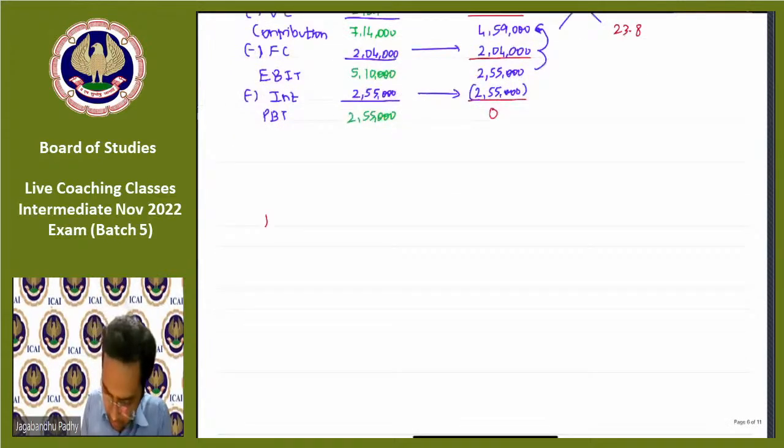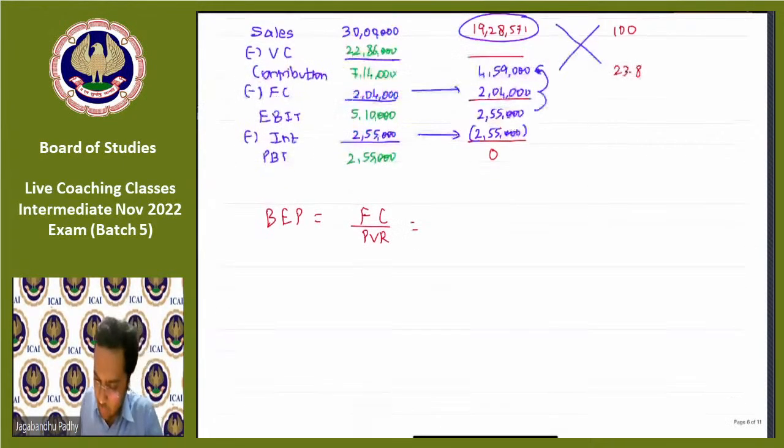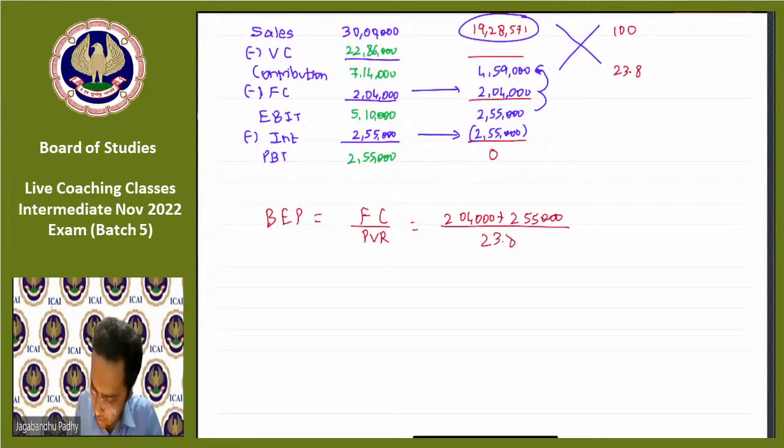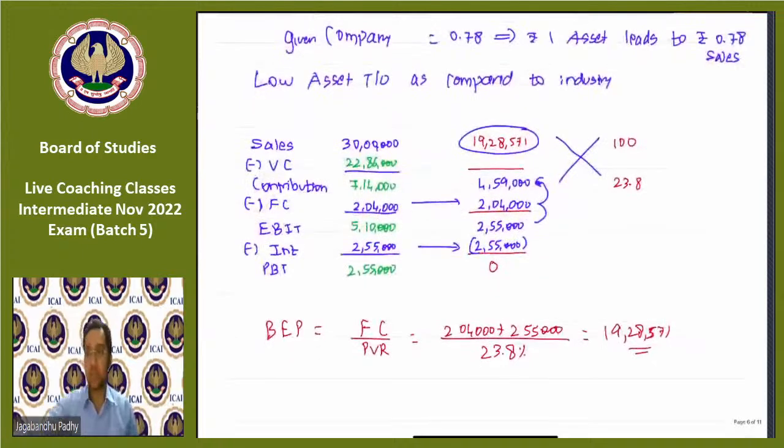Right? This is similar to what you might have computed in costing as the break-even point. Break-even point is what you might have learned as fixed cost upon PV ratio. Now over here, fixed cost will be 2,04,000 plus 2,55,000. You divide it by PV of 23.8%. Ideally, you should be getting the same 19 lakh 28,571. That's the break-even point, the point at which you are earning no profit, no loss. So the break-even point works out to be 19 lakh 28,571. This is question number two.